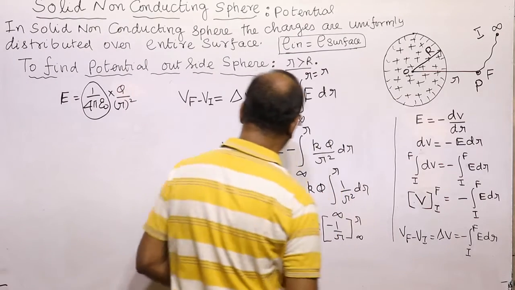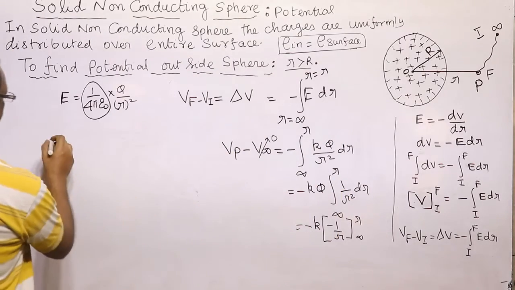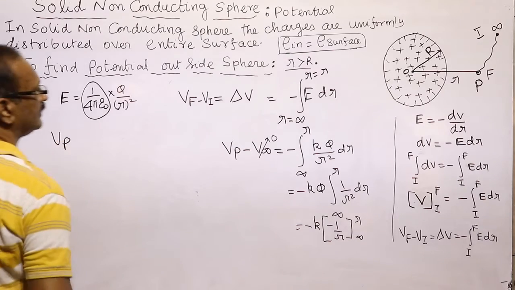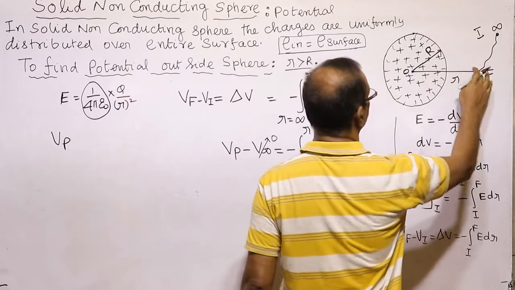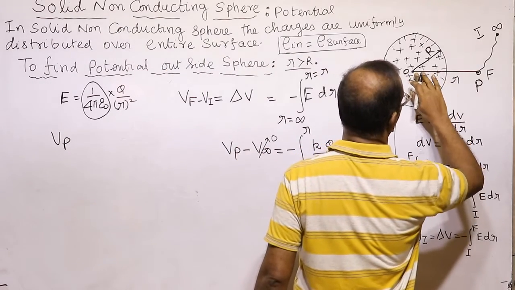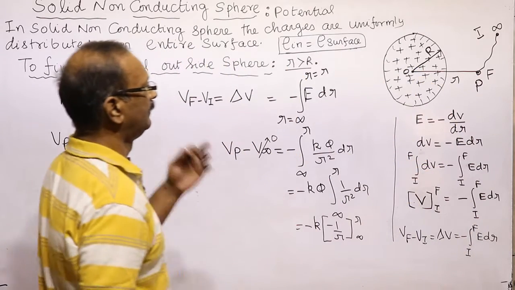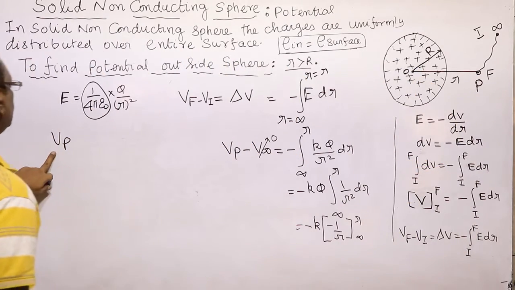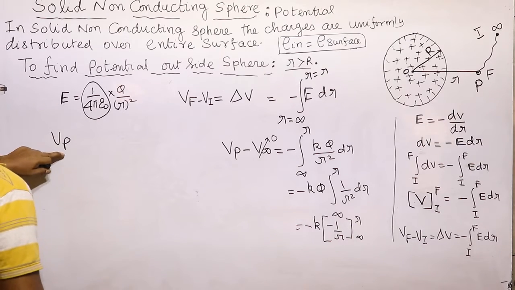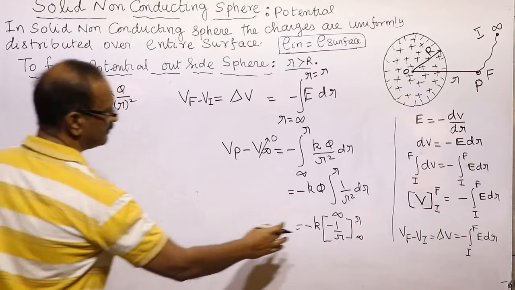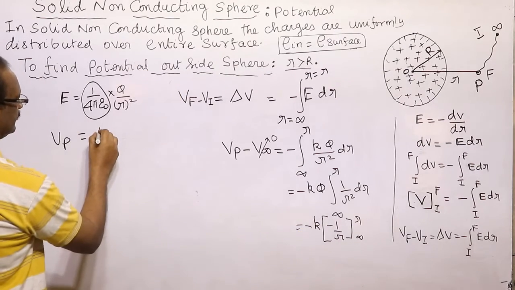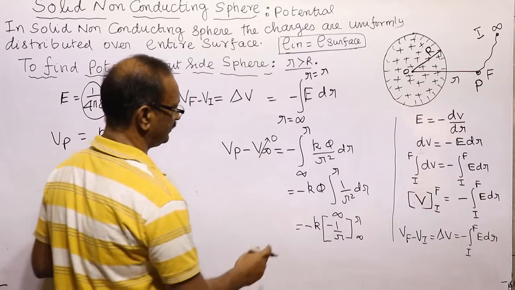Now, what is Vp? Vp is the potential at this point P, which is at a distance r from the center. It means the point is outside the sphere, and we were interested in finding the potential at point P. So the potential at this point, taking the minus and minus, we can take K outside. We have missed this Q.